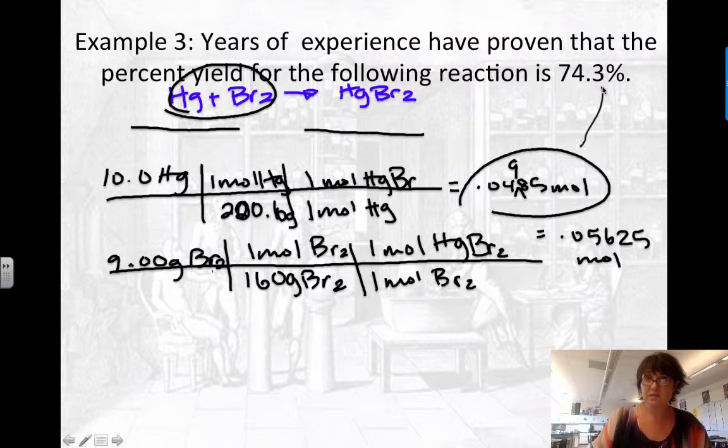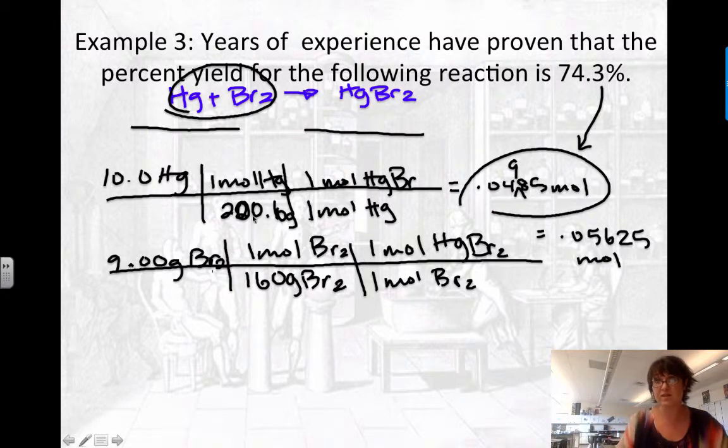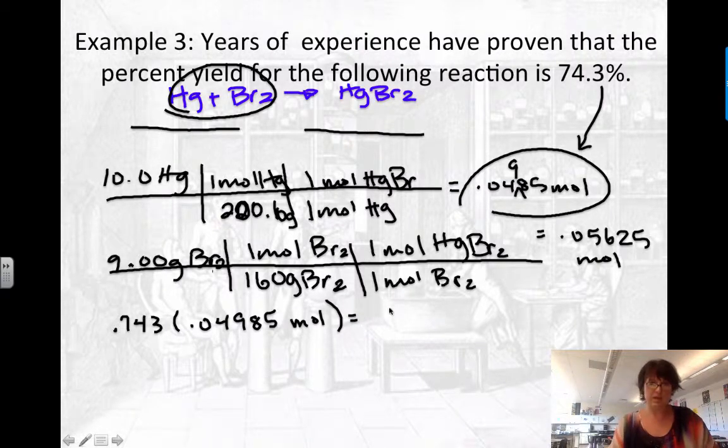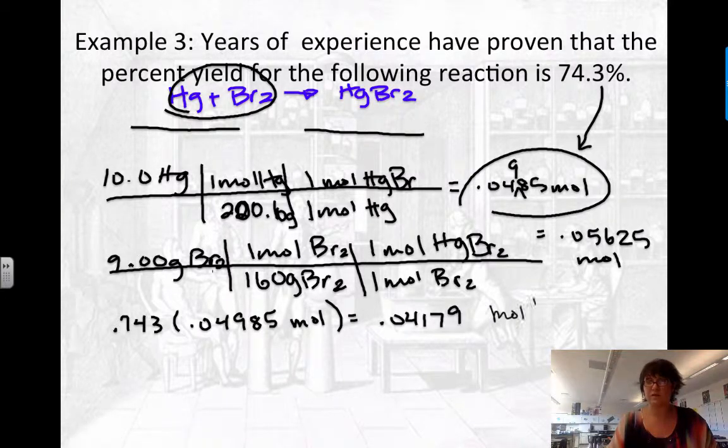But now let's apply the percent yield. Industry standard says 74.3% of that will be made. So what is 74.3% of 0.04985 moles? Multiply your percent times your moles. And I got 0.04179 moles of mercury bromide. So now I want to turn that into grams. Now I'm ready for that step.